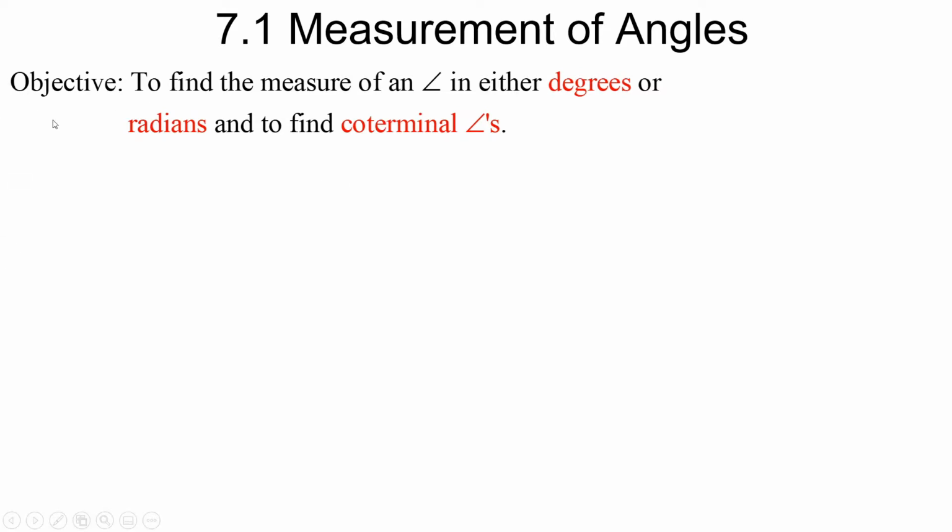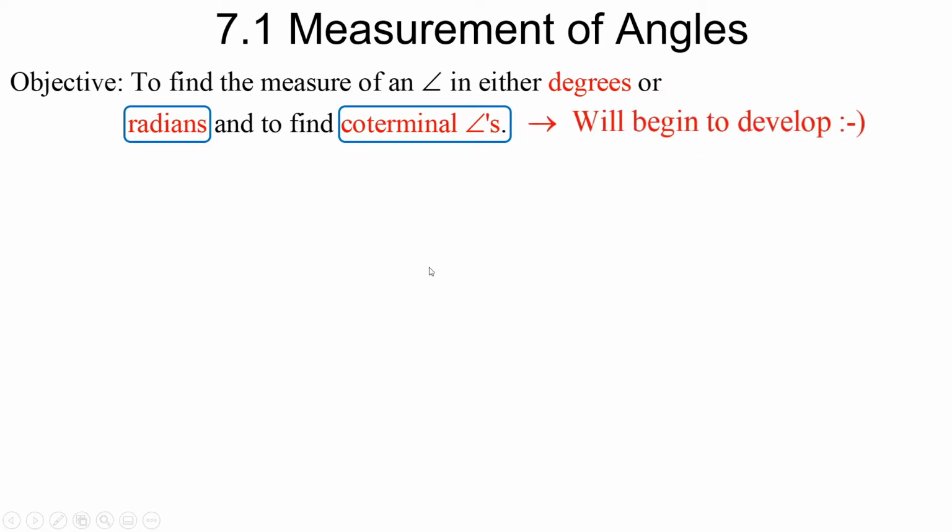Well, let's read the objective. To find the measure of an angle in either degrees, which you've been working on with most of the time, or radians, and to find coterminal angles. So radians may be new to a few of you, and coterminal angles would probably be new to a few of you. All right, so we're going to begin to develop our understanding of these today.